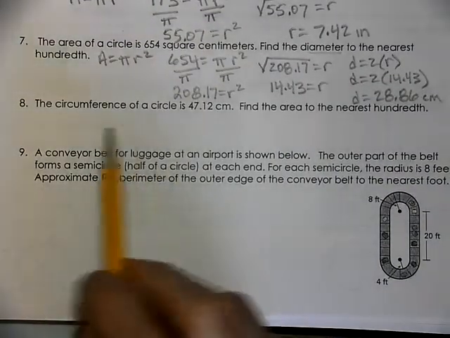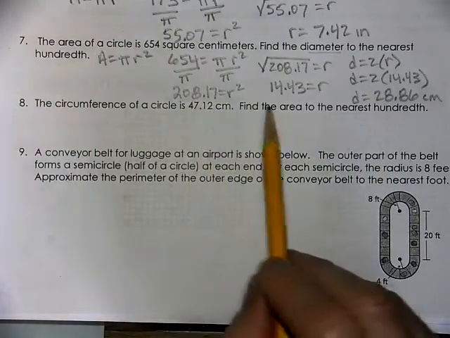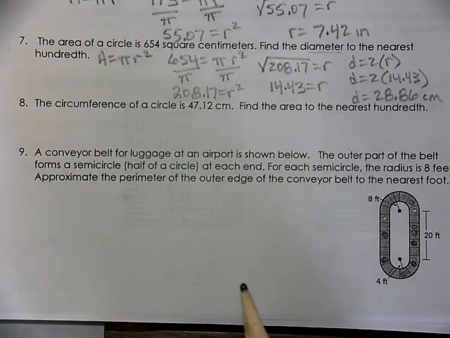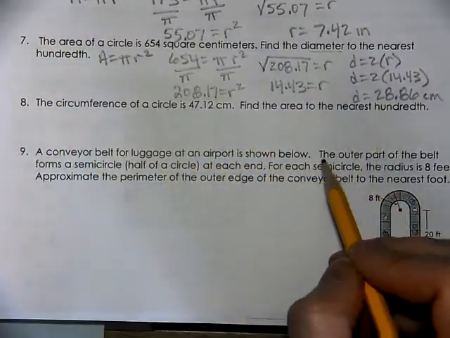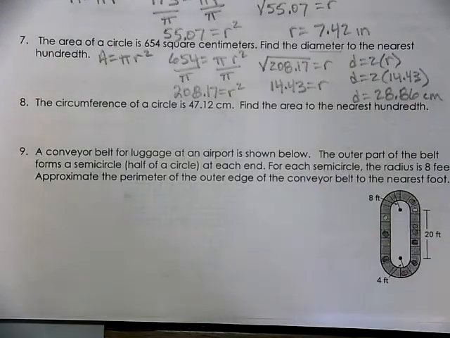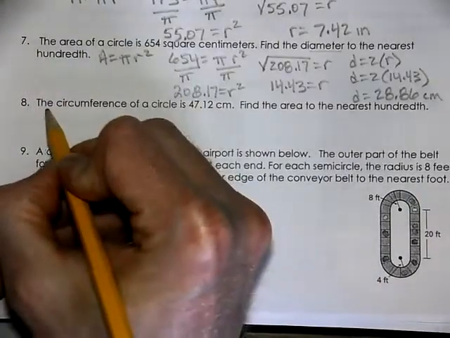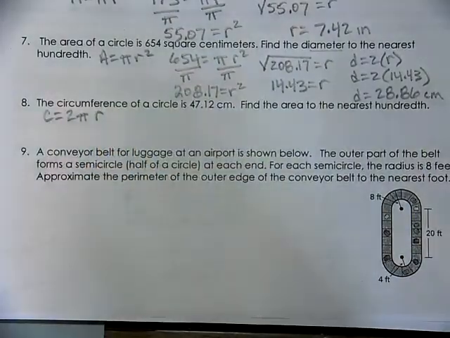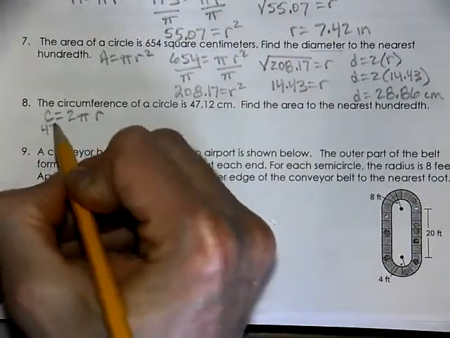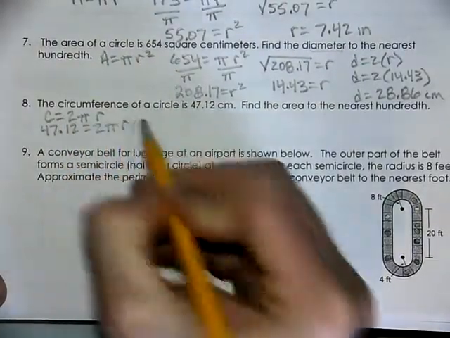The circumference this time of a circle is 47.12. Find the area. Well, circumference is the distance around it. Area is the portion that's inside of it. To calculate area, we need to know the radius. So I'm going to use the circumference formula that has the radius with it. So 47.12 equals 2 pi r.